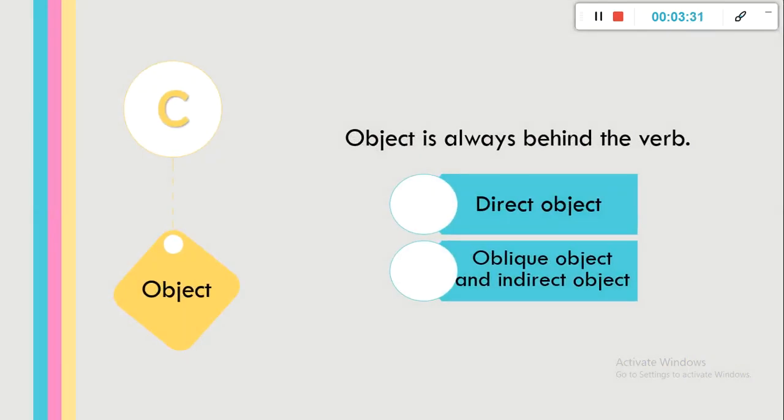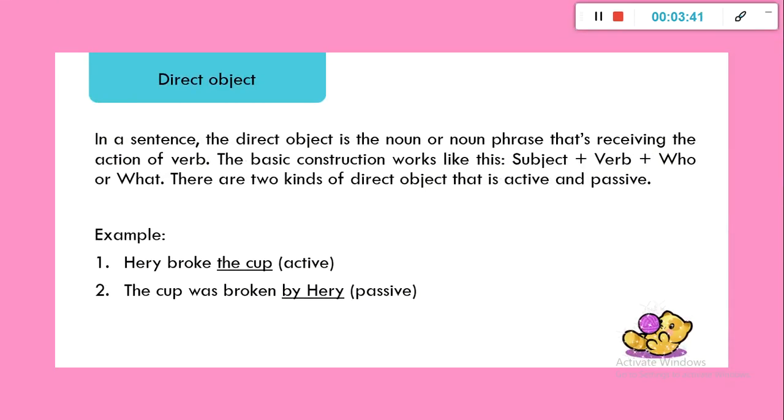Object. Object is always behind the verb. Object is divided into two, that is direct object and oblique object or indirect object. Direct object. In a sentence, the direct object is the noun or noun phrase that is receiving the action of the verb. The basic construction works like this: subject plus verb plus who or what. There are two kinds of direct object, that is active and passive.